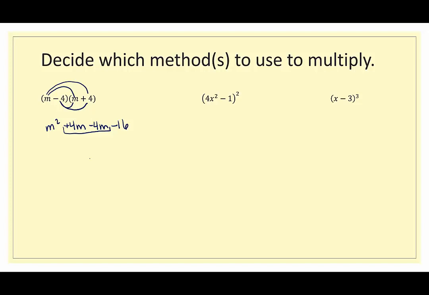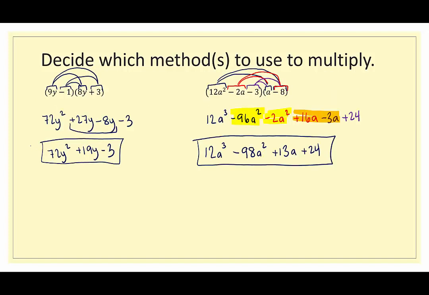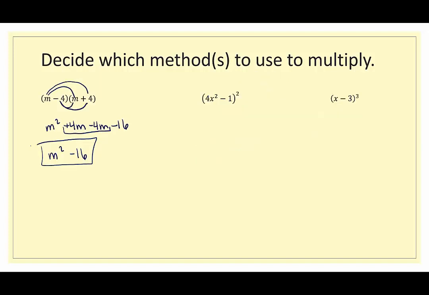Well, that adds up to 0. Because I have other terms, I don't need to write the 0, leaving behind a final product of m squared minus 16. And if we think back, when I multiplied a binomial times a binomial here, I ended up with a trinomial. And that is common.